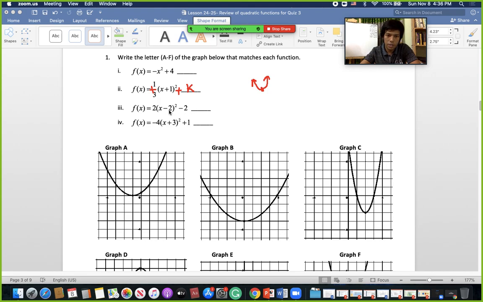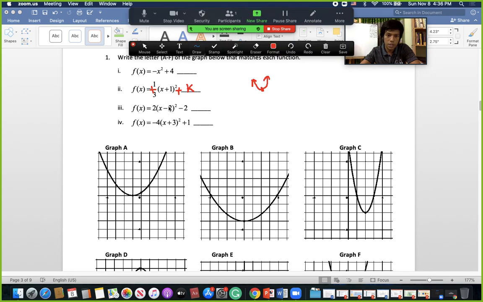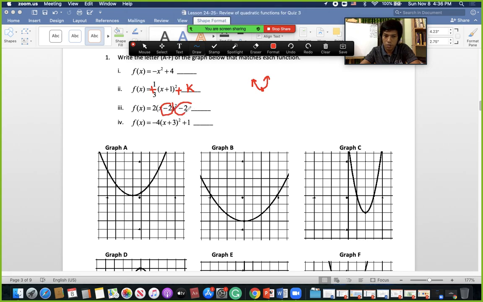Then this one, you see the vertex: x will be plus 2 and y will be minus 2. That means the vertex will be 2 comma minus 2. As I said, if the h value in the given form is negative, your vertex will be positive. In the vertex it will be positive, and the k value is as it is. So you will see that this is the answer.